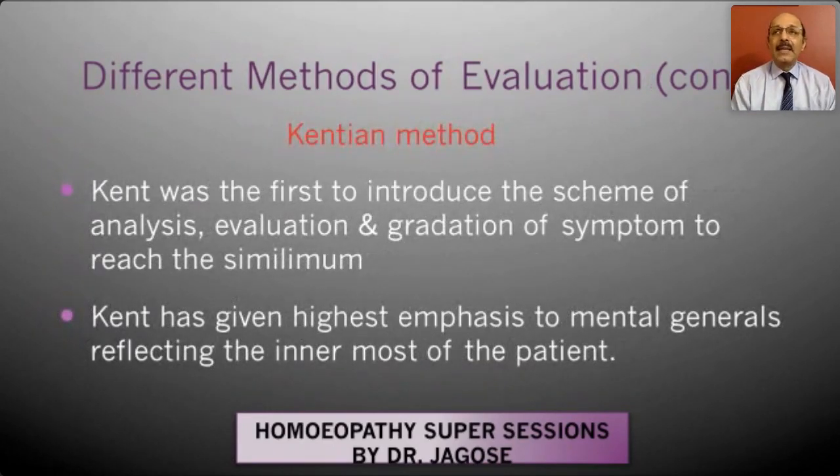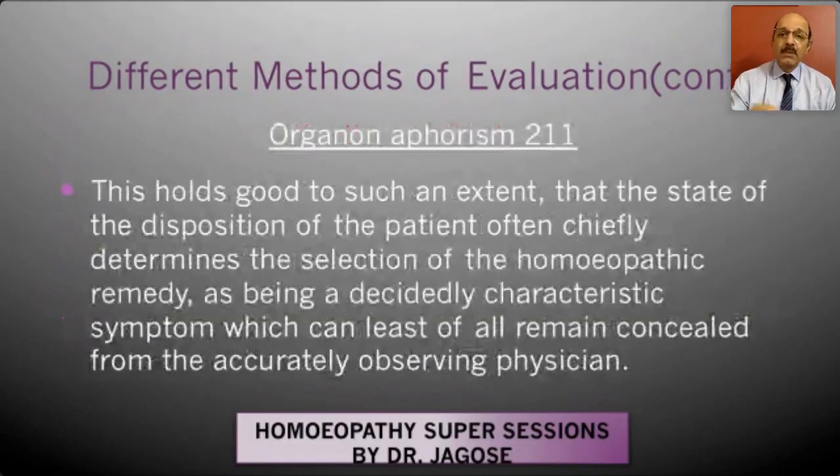Now, the Kentian method. However, in disposition also, under 211, in the footnote, he has also given that Nux vomica will not be given to a mild, gentle disposition. Then he has also given that Ignatia will not be given to a disposition which is not sad and morose. So basically, you have to identify the correct disposition and then prescribe. So disposition is obtained from how the patient looks, the mental symptoms, the physical general characteristic symptoms, and the particular symptoms, if at all, if they are characteristic.